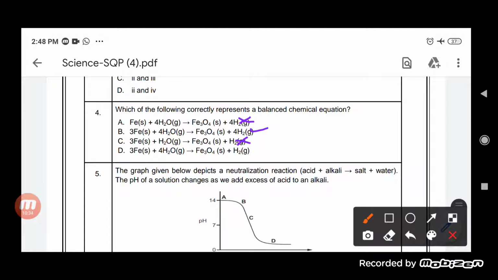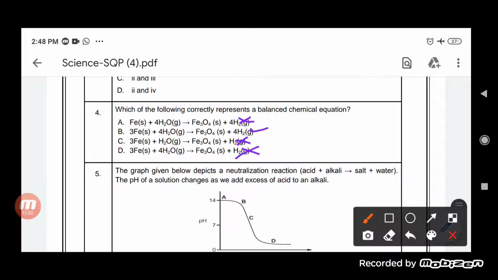Fourth one, 3Fe plus 4H2O. This will give Fe3O4 plus H2. You can see here, students, that Fe is balanced on both sides. It is 3. Hydrogen is not balanced because on the left side it is 4 into 2, that is 8, and on the right side it is only 2. And oxygen is 4 on both sides, so oxygen is balanced. Since hydrogen is not balanced, the fourth one is also incorrect.